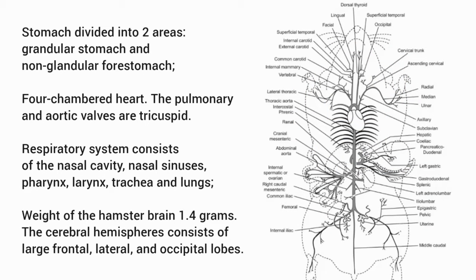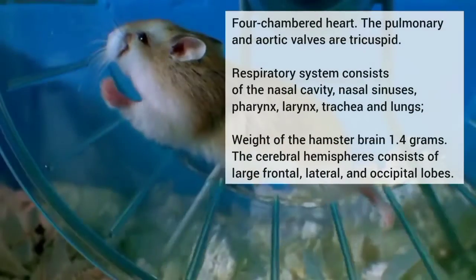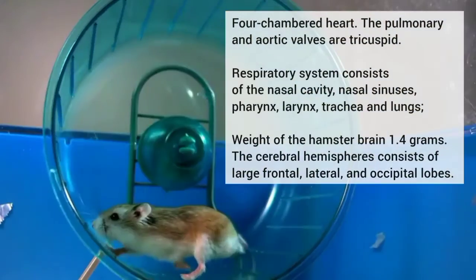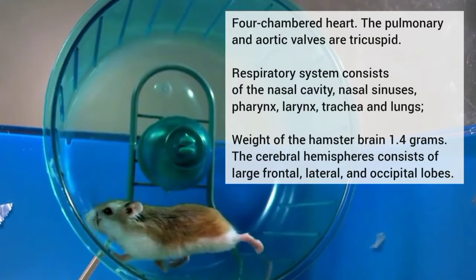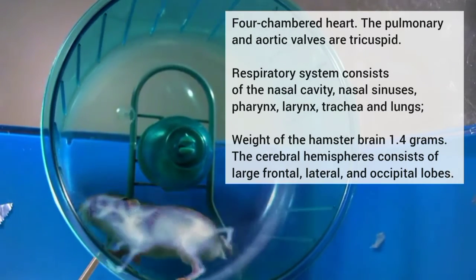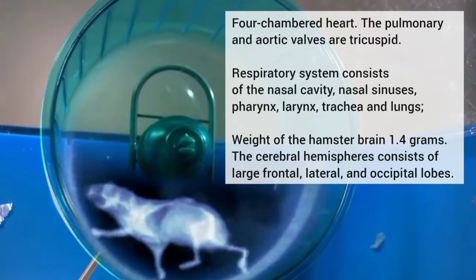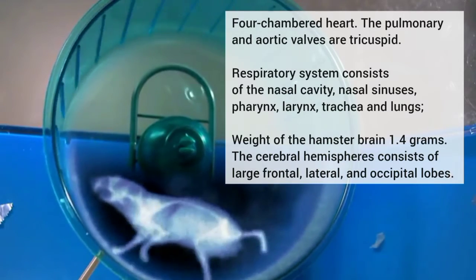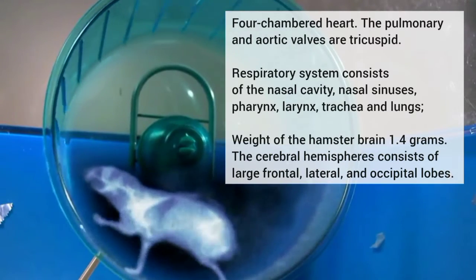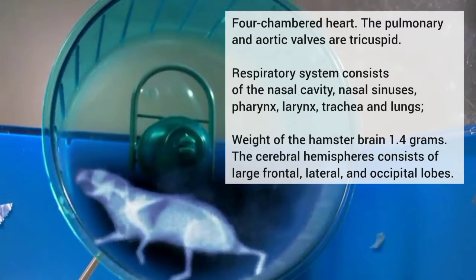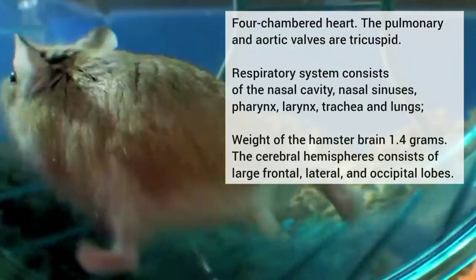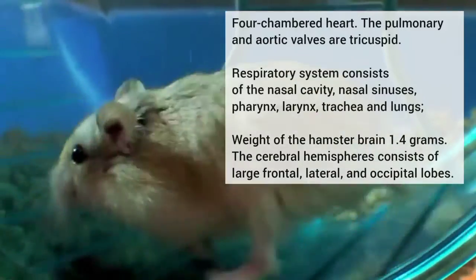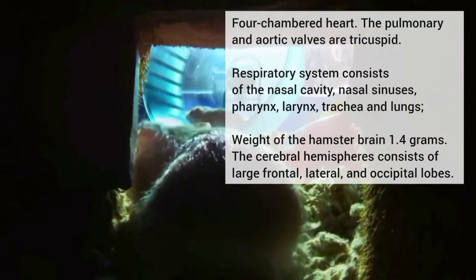The hamster stomach is divided into 2 distinct areas: the glandular stomach and the non-glandular forestomach. Their hearts are 4-chambered. The pulmonary and aortic valves are tricuspid. The respiratory system of hamsters consists of the nasal cavity, nasal sinuses, pharynx, larynx, trachea, and lungs. The average total weight of the hamster brain is 1.4 grams. The cerebral hemispheres consist of large frontal, lateral, and occipital lobes.